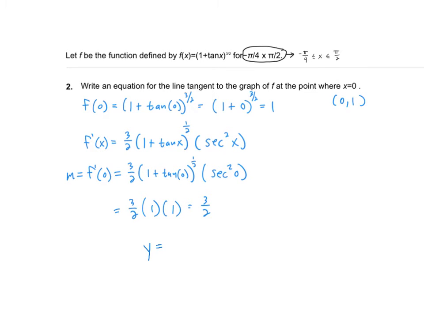So y equals, and so we got our slope, 3/2 x. And then just keep in mind this happened to be 0, 1. You know, when you have 0, something, the y coordinate is the y-intercept. And so here, you know, mx plus b, b is the y-intercept. And so that'll be it.